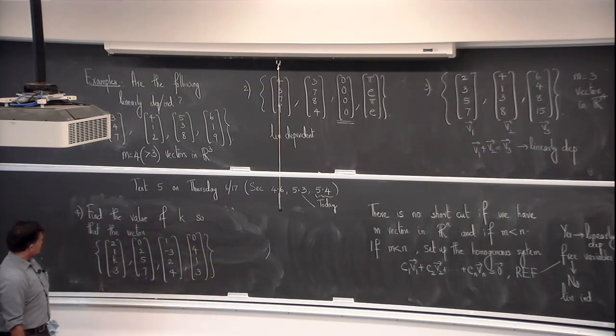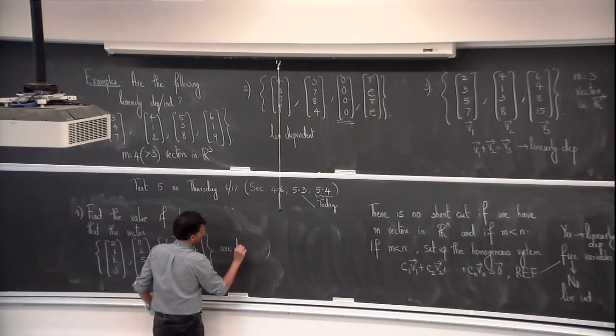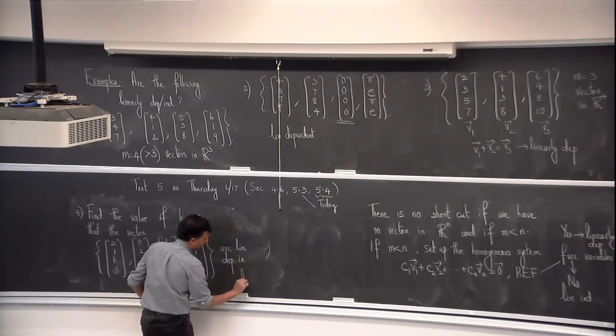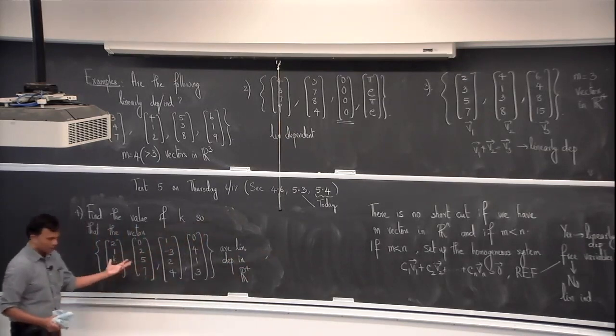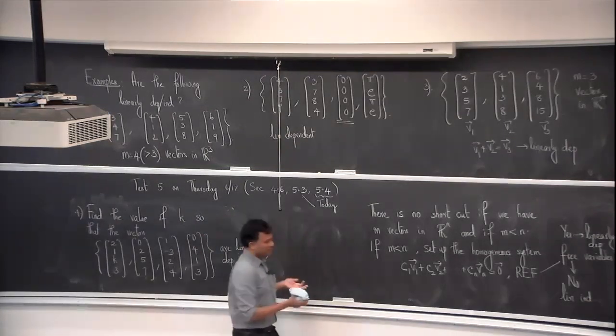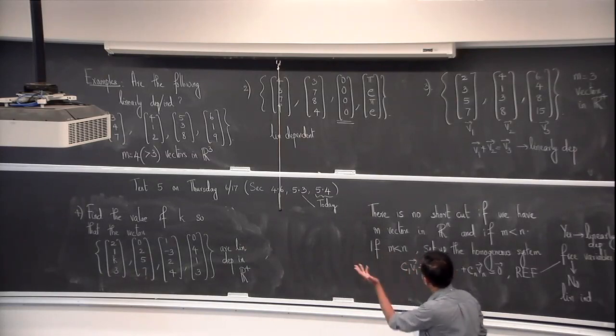So find the value of k so that these vectors are linearly dependent in R4. The R4 part is kind of obvious because it's sitting with 4 components. These are the kinds of problems where it doesn't really tell you what to do, right? But maybe today you know what to do because I just wrote down the shortcuts there.